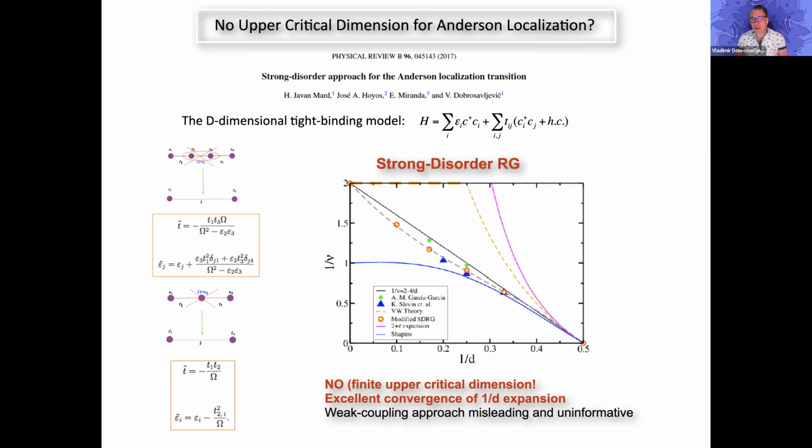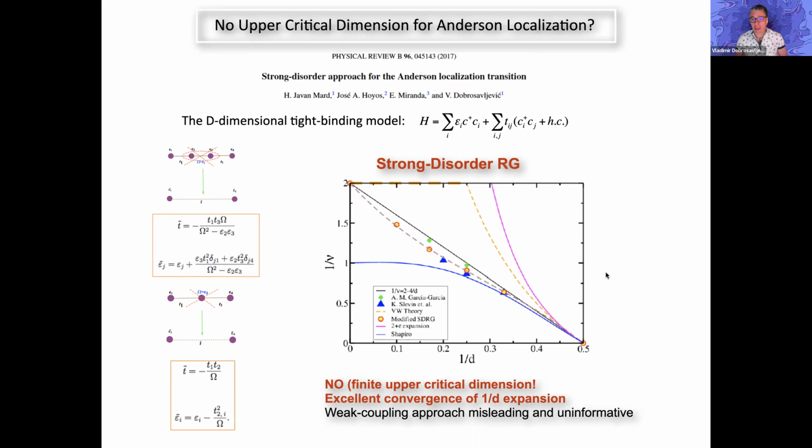But in very recent work, we have in fact developed a strong disorder approach, which is complementary to this weak coupling 2 plus epsilon method. And this approach, based on some sort of real space RG, which is very accurate at very strong disorder, turns out to be very successful and very accurate. You can reproduce all known results and in fact compute exponents in all dimensions from 2 to 3 to infinity.